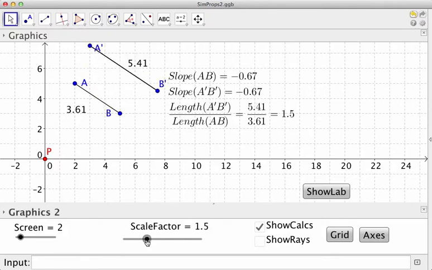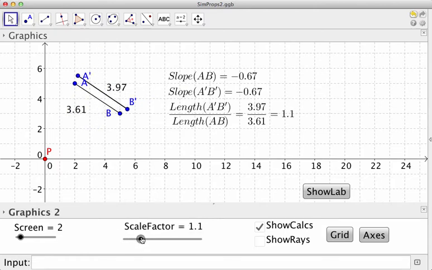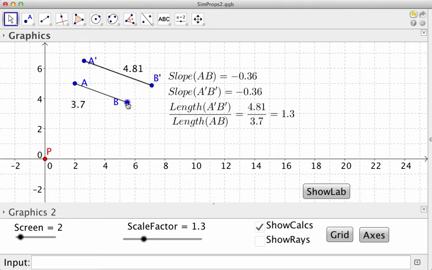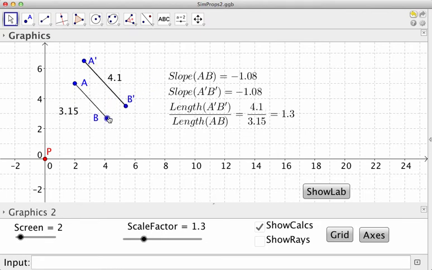And as the scale factor changes, that relationship remains true. Notice that when the scale factor is set to 1, the two are exactly coincident, which means they occupy the same place. Notice here that we've also done a calculation of the slopes of AB and A prime B prime, both of which are equal to negative 0.67. The fact that they have the same slope means that these two line segments are parallel, as we can see here.